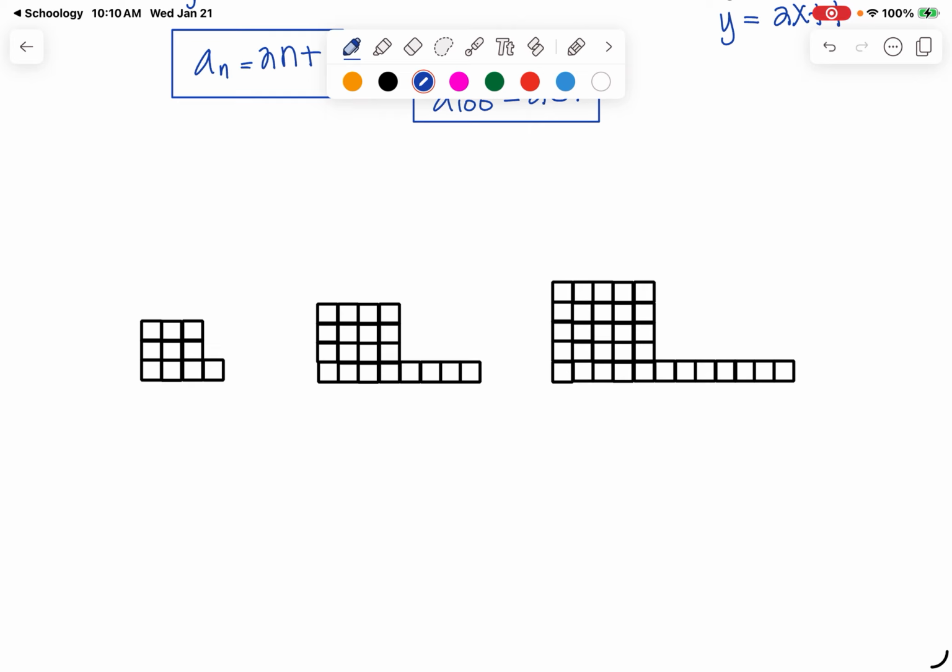Okay, so on this one, when I look at this and am recognizing a pattern, I actually see it in 2 separate pieces. So I see this section right here.